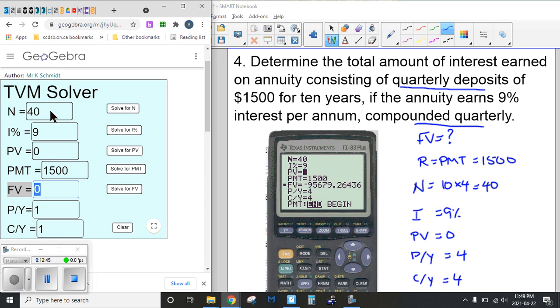The future value is unknown, so I can erase it. And then these were both 4. Okay, so we're going to solve for the future value one last time, and it comes out to negative 95,679. It doesn't show you the decimals, so that's fine. All right, so that's how you can use the TVM solver, that was a future value question.